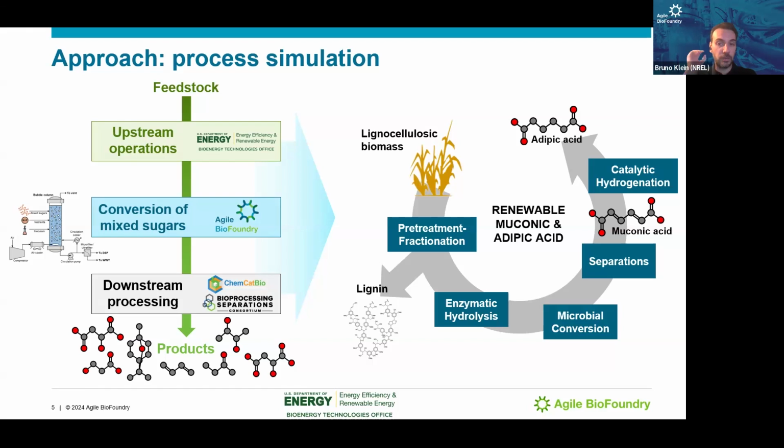So here on the right-hand side of the slide, you can see just a very simple schematic of how a biorefinery is structured. So going from lignocellulosic biomass, we start with a pretreatment, for example, to get the lignin out. Enzymatic hydrolysis ensues to get the mixed sugars out of the biomass. And then we have microbial conversion to the product, separations, and catalytic hydrogenation or other catalytic conversion processes whenever needed, as we need for muconic acid production and conversion to adipic acid. So next slide, please.